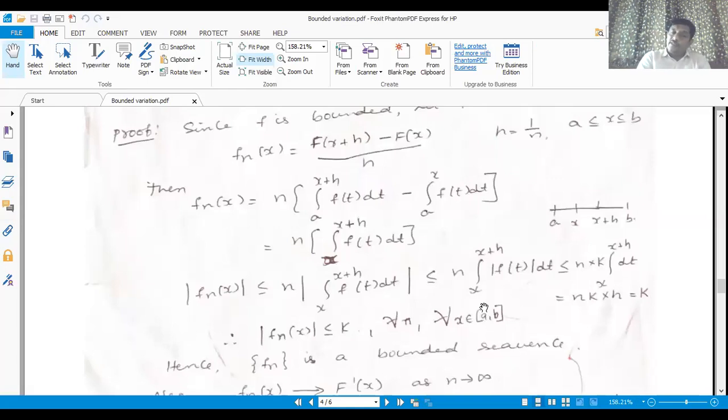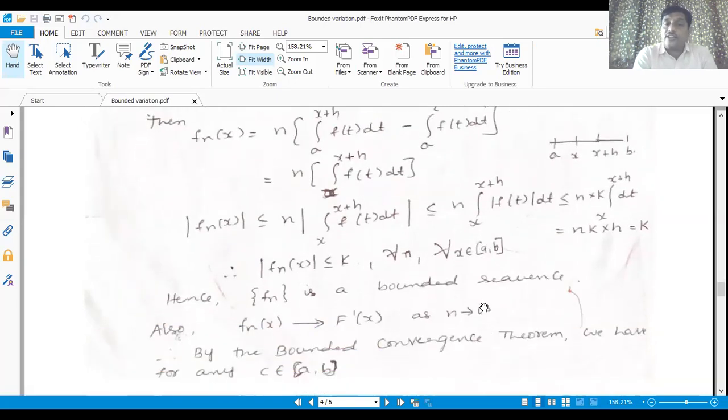Means the given f is bounded, and here we arrive that f_n is a bounded sequence. F_n is a bounded sequence means it converges. f_n(x) converges to F'(x) as n tends to infinity. You know the bounded convergence theorem. If it is bounded, then we can apply that theorem.